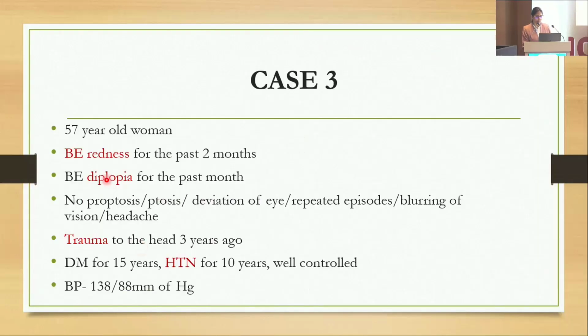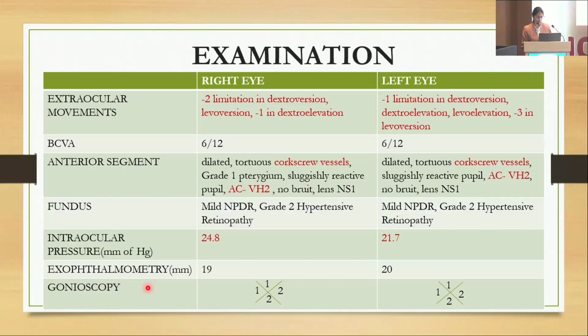The third case was a 57-year-old woman who presented with both eye redness for the past 2 months and diplopia. She had a history of trauma 3 years ago. She is a diabetic and hypertensive but well controlled. So she also had some degree of ophthalmoplegia, both eyes had corkscrew vessels, and there was also incidentally a shallow anterior chamber.